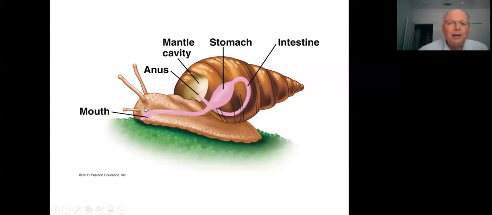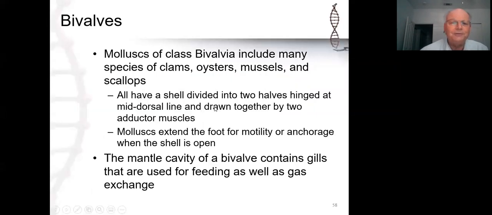So normally we expect the mouth to be higher than the anus to prevent the ingestion of waste that might be in the environment. But because of the effect of torsion, it rotates the organs within the visceral mass and relocates the anus above the level of the mouth. And this is unique to gastropods. So only gastropods undergo this torsional rotation.